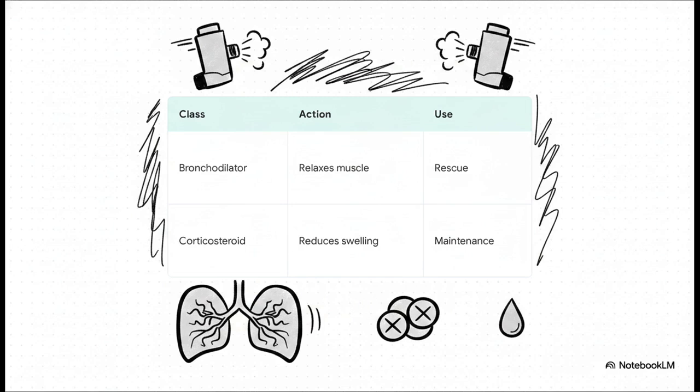On the other hand, we have corticosteroids, like prednisone or inhaled budesonide. These do not relax muscle at all. Instead, they reduce the underlying inflammation over time. They're for long-term maintenance. And if they're given systemically, you really have to watch out for fluid retention and a much higher risk of infection.